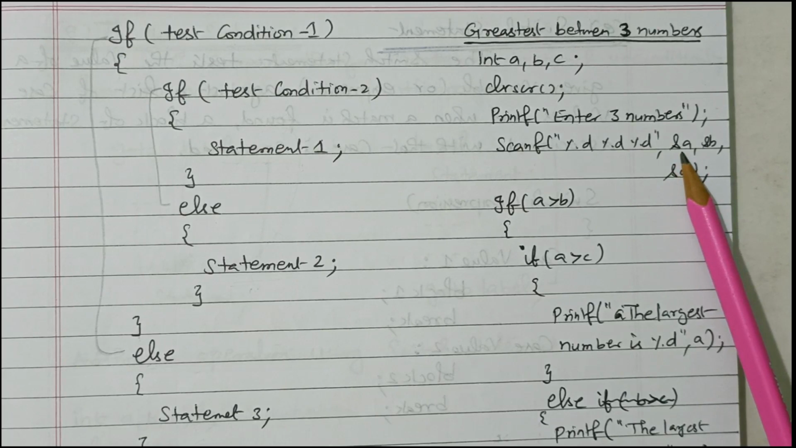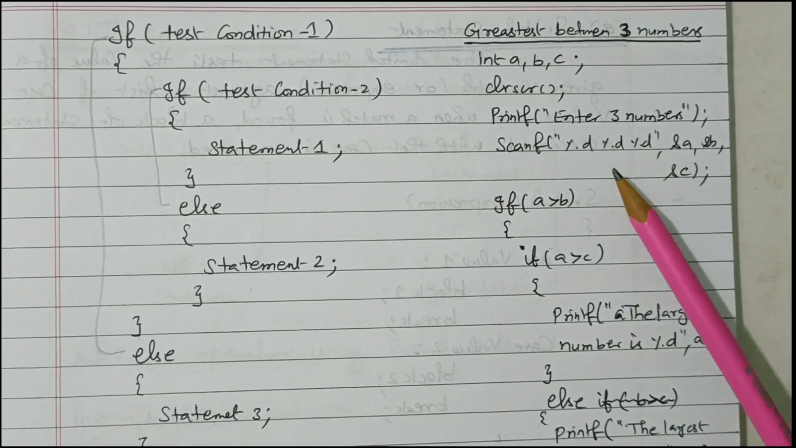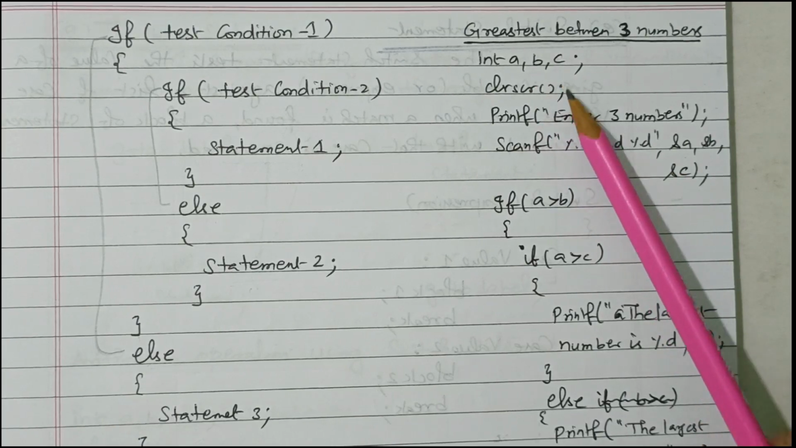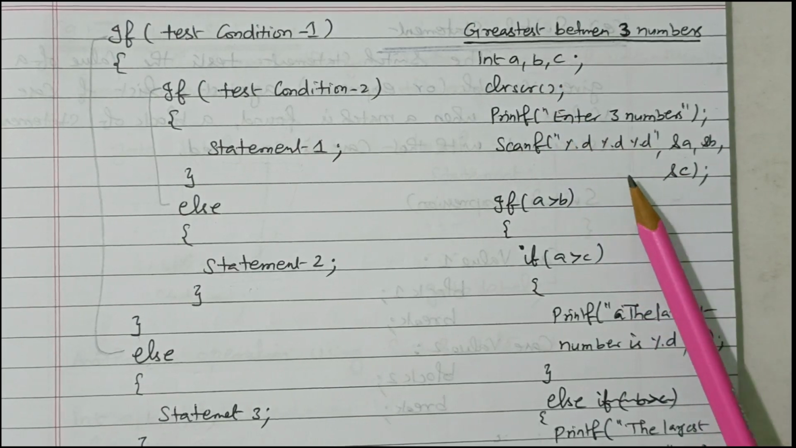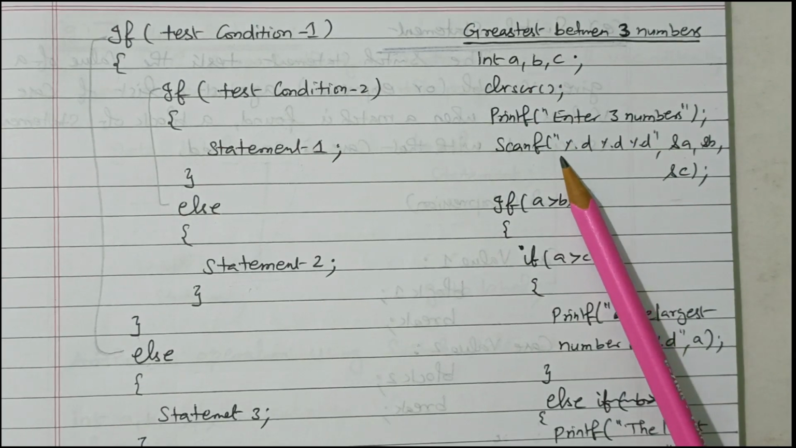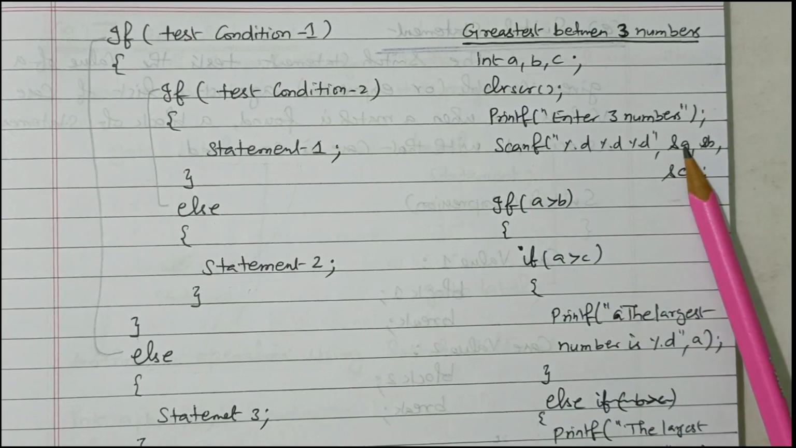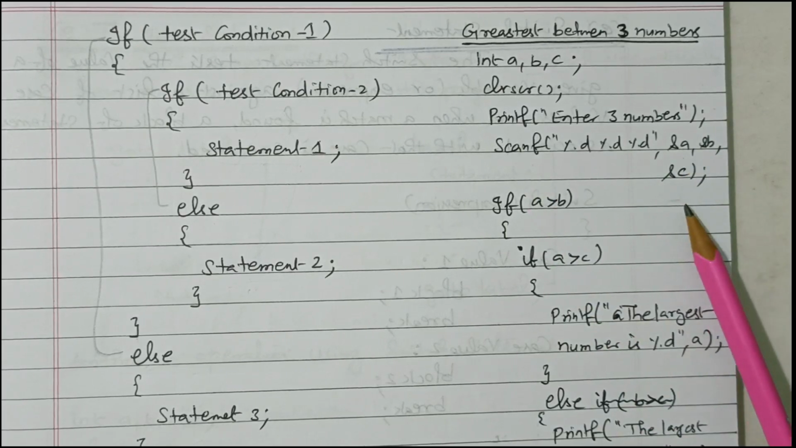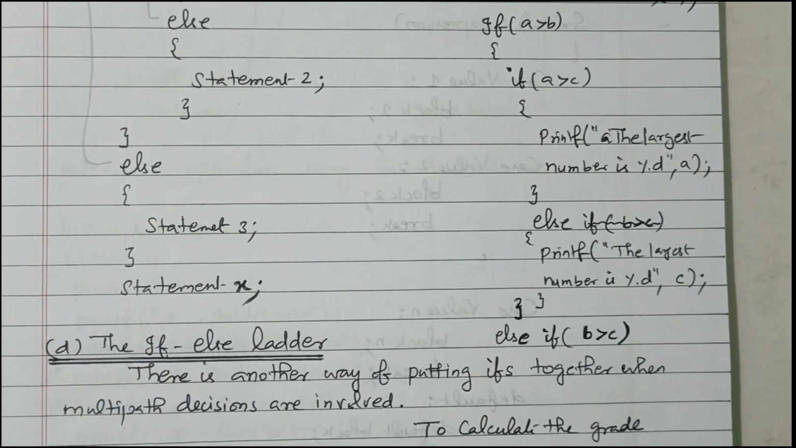So it will refer the address of A, address of B and address of C. So we declared three variables. After clear screen, we ask the user to enter the three variables. The three variables entered by the user are scanned by the scanf function and stored in the variables A, B, C. Now three variables are available, A, B, C. Now we'll check this condition one by one.